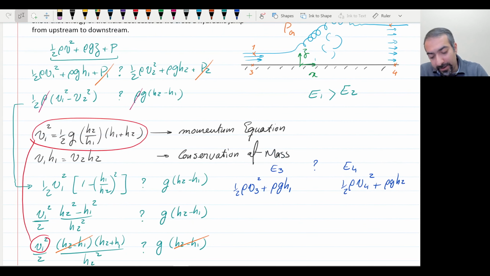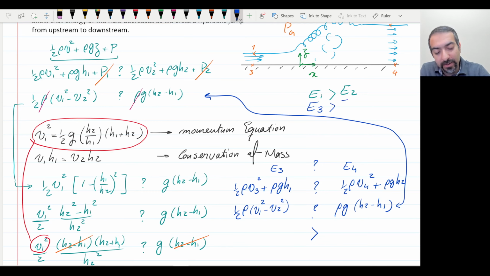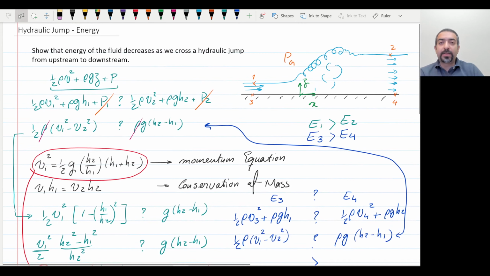There you go. So I can just write this as 1/2 rho times v1 squared minus v2 squared, and rho g times h2 minus h1. So this comparison, if you look, is identical to the comparison that we have here. So basically the rest is going to be the same, and we're going to get the same result. The conclusion is E3 is greater than E4. And through this analysis, we basically showed that we lose energy as we cross a hydraulic jump. And that should be it.